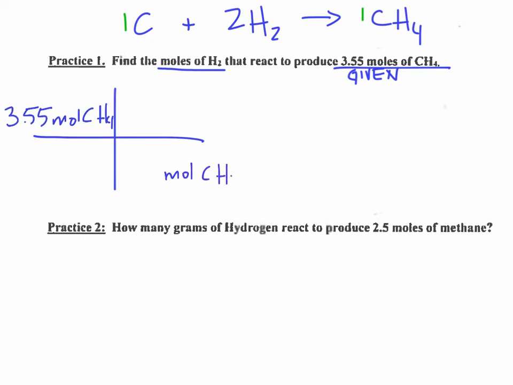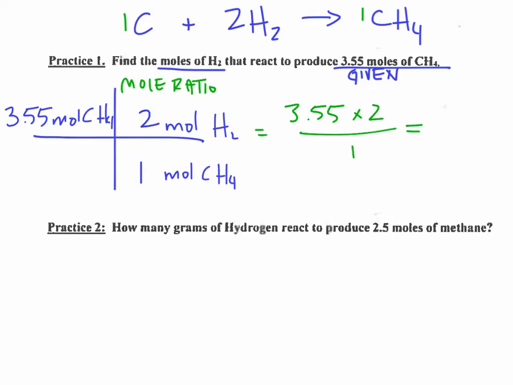And then I'm going to rewrite moles of CH4. And I want to convert from moles of one substance to moles of something different. So I can use my mole ratio to go from methane to hydrogen gas. So the mole ratio of hydrogen to methane is 2 to 1. So 2 to 1 goes here. This is my mole ratio. Okay. Now I calculate. 3.55 times 2 divided by 1 gives you 7.1 moles of hydrogen gas.